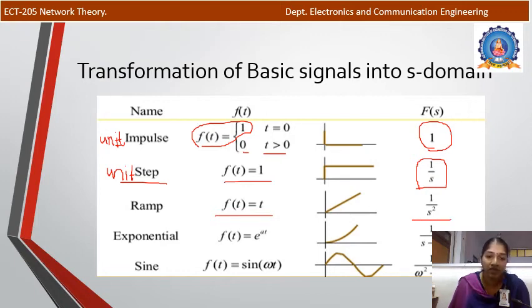And the exponential signal we can represent by using e raised to at. It will be like this. And what is the Laplace transform of e raised to at? It is 1 by s minus a. Similarly, for the sinusoidal signal f(t) equal to sin omega t, the Laplace transform is omega by s square plus omega square. Similarly, the cos signal is also there. f(t) equal to cos omega t will be s by s square plus omega square.